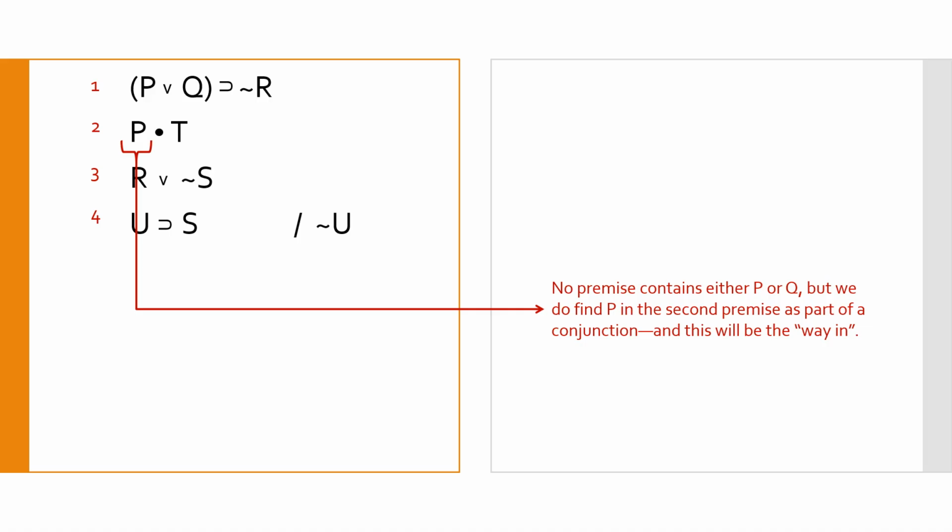Now, of course, we don't have a proposition in this argument that tells us P or Q is true, but we do know that P is true, and that's given to us in this conjunction P and T. And so this is going to be the kind of lever that allows us to run through this entire proposition. And we can get there by using these new rules we've seen.